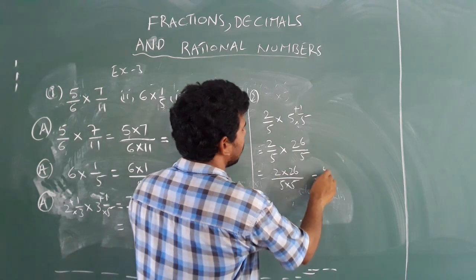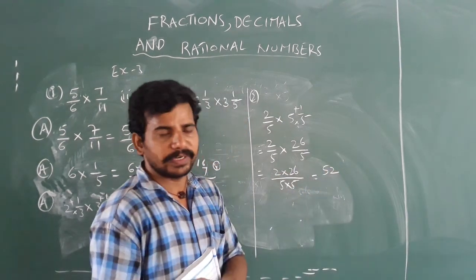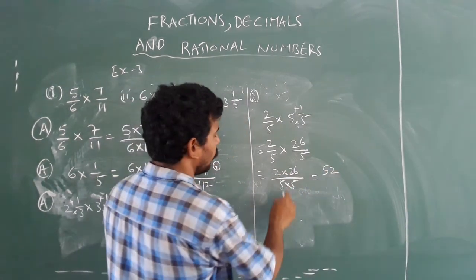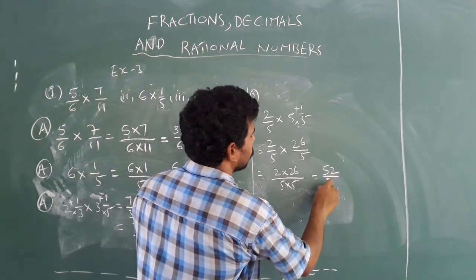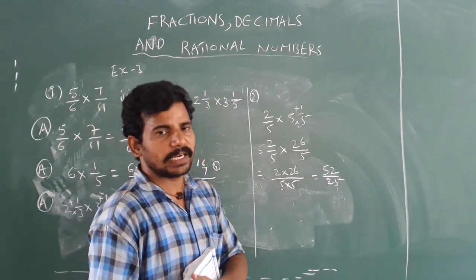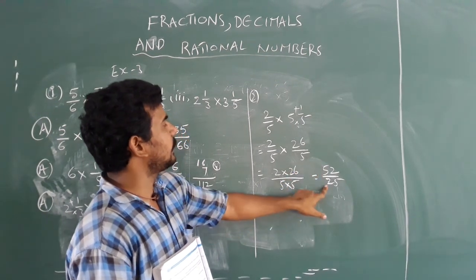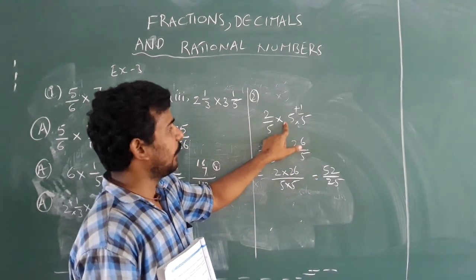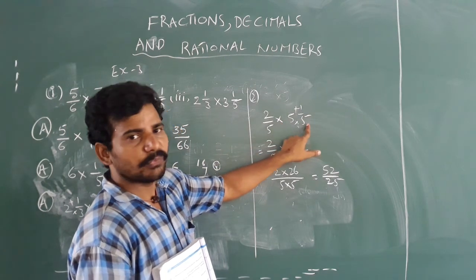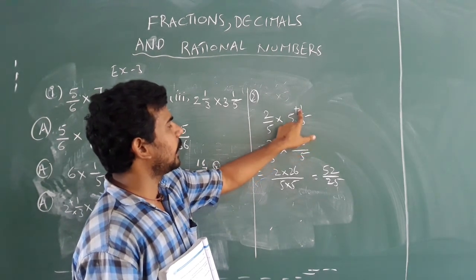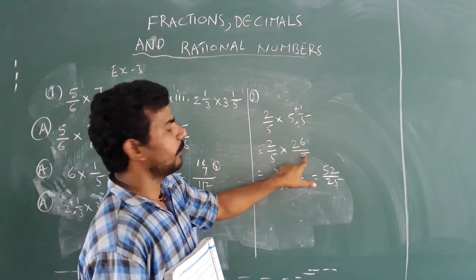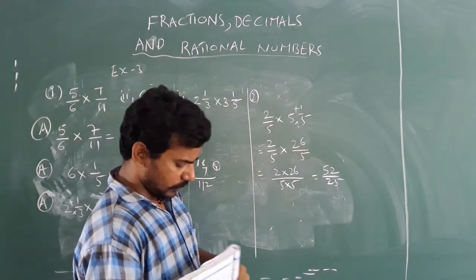26 2s are how much, children? 52. 5 5s are 25. So 26 2s are 52, 5 5s are 25. This is the answer for 2 by 5 into 5 1 by 5. Why here into here plus? We know this mixed fraction is converted into improper fraction. That's why. So next.